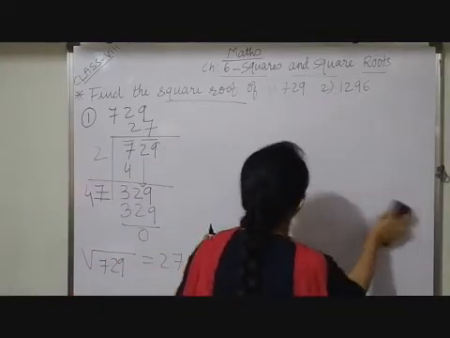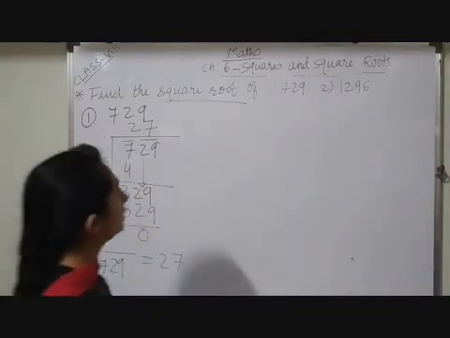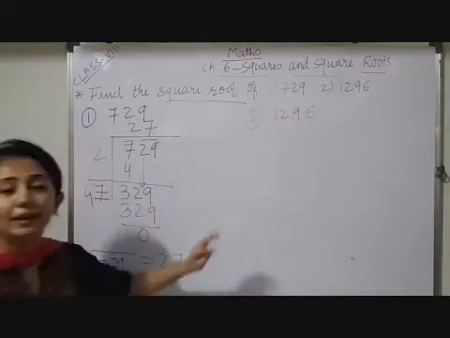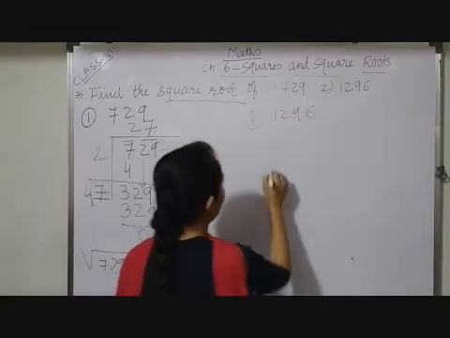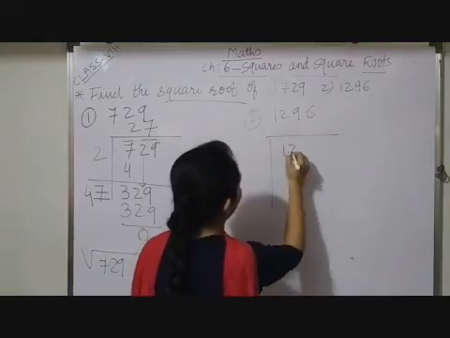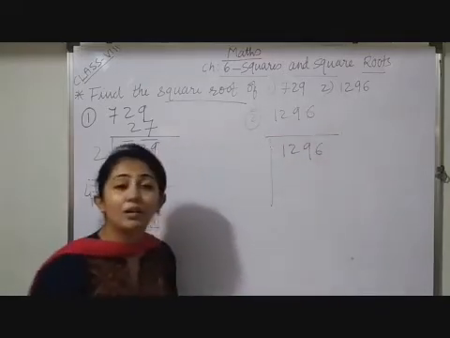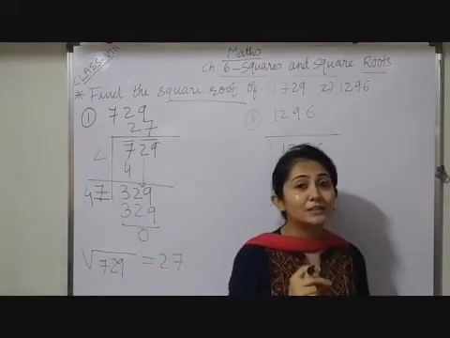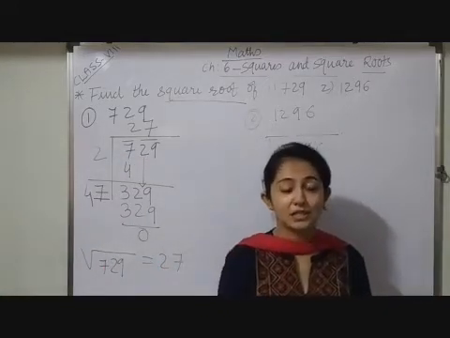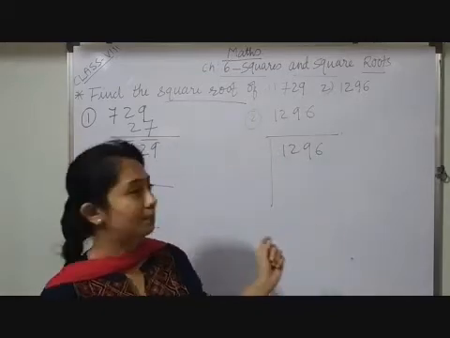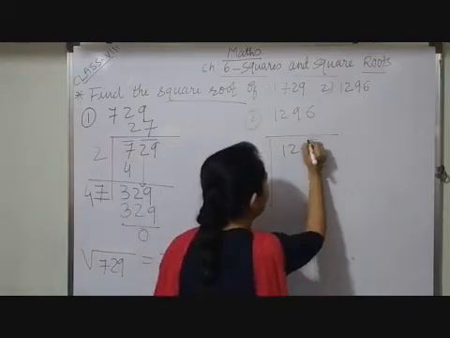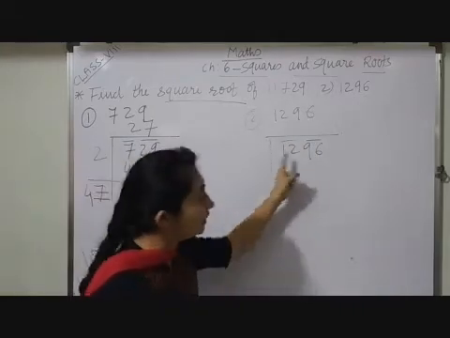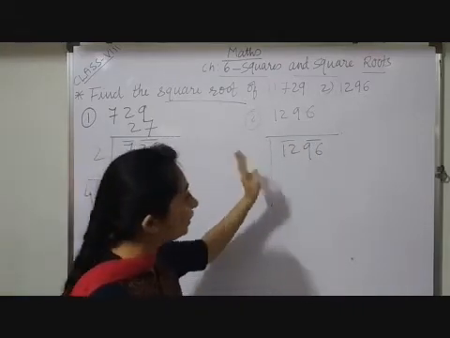Observe the second question. 1296, I want to find out its root. So first of all, we'll put it into this form, 1296. Now what do you have to remember? You have to place a bar over the pair of digits from the units place. So that is one pair, and you may observe the second pair. From the last only you have to start; from the beginning you cannot.